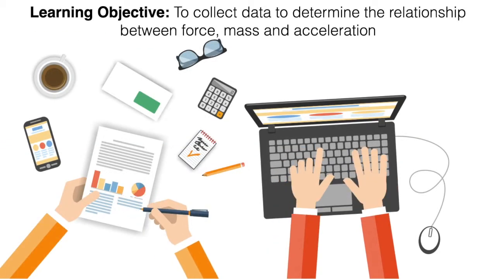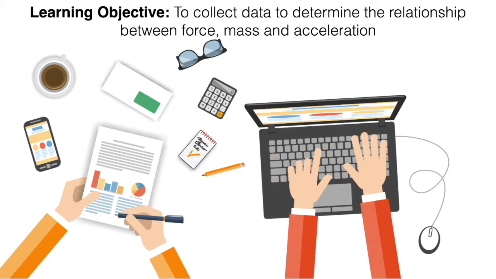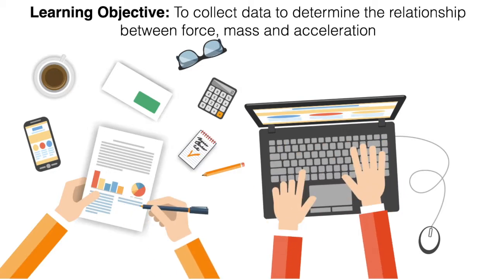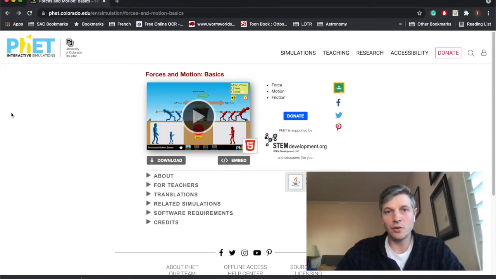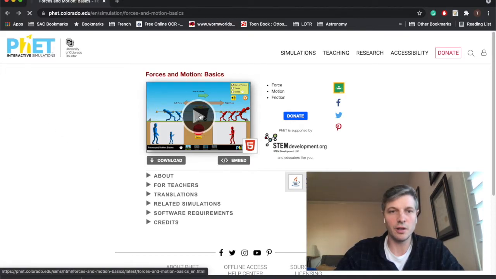The learning objective for this lesson is to collect data to determine the relationship between force, mass, and acceleration. Now to do that, we're going to use an online simulation. A link's been provided to you on the Canvas page, and it will take you to this page right here. All you need to do is click on the little play button, and it'll take you to the simulation.